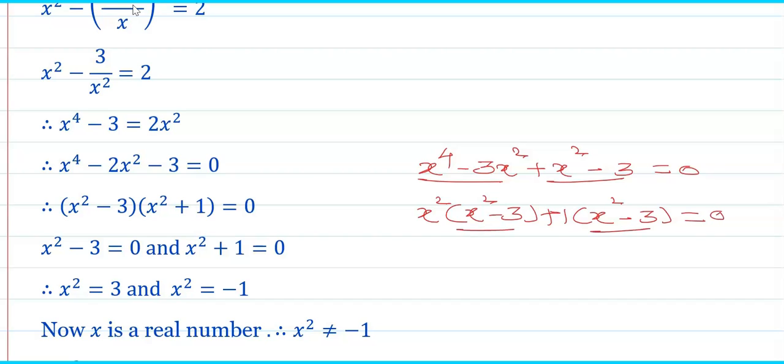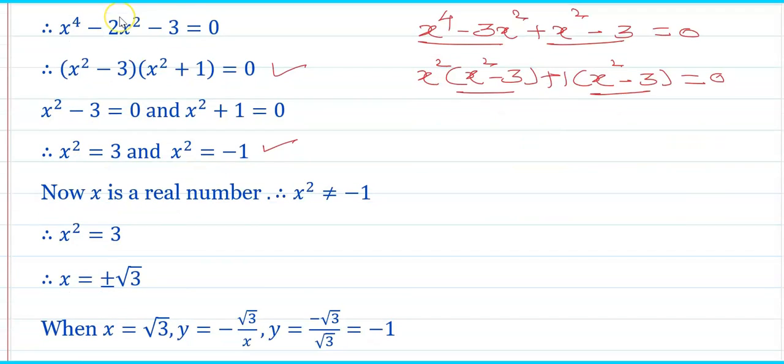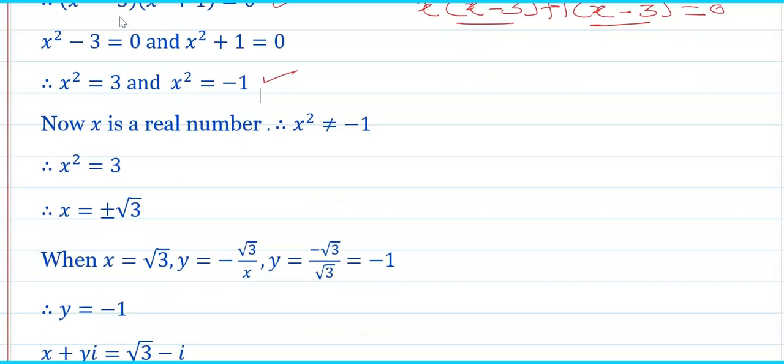Therefore x square minus 3 in first bracket, in second bracket x square plus 1, that is equal to 0. x square minus 3 is equal to 0, and x square plus 1 is equal to 0. x square is equal to 3 and x square is equal to minus 1. But the square of a real number is not negative, and therefore x square is not equal to minus 1. Then what is possible? x square is equal to 3. Taking the square root on both sides, you will get x is equal to plus or minus root 3. Once again, we will take x is equal to plus root 3.